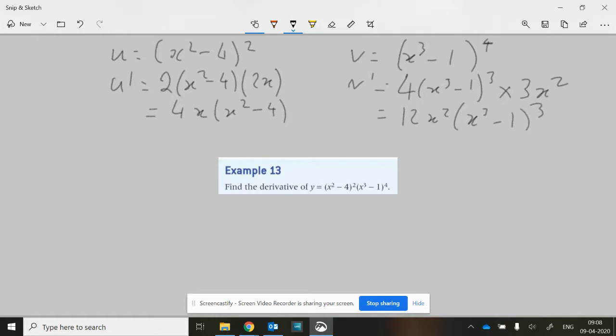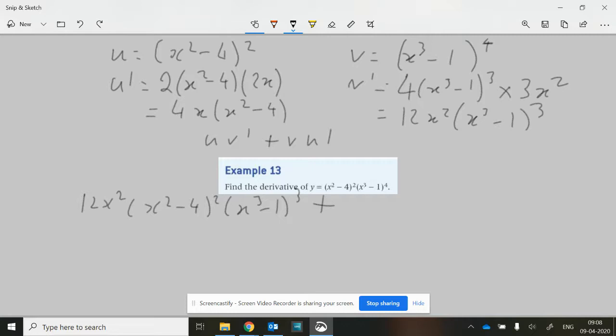Okay, so we need to put this thing together. That's going to take some time. So we've got u v dash plus v u dash is what we're trying to do. So we've got (x squared minus 4) squared times by 12x squared. So I'm going to put 12x squared at the front. Then we've got (x cubed minus 1) cubed. And then, sorry, what was that? That was u, so u was there, and that was v dash, and that was that thing there. Okay, and then we've got to do the plus, so we're doing this part now.